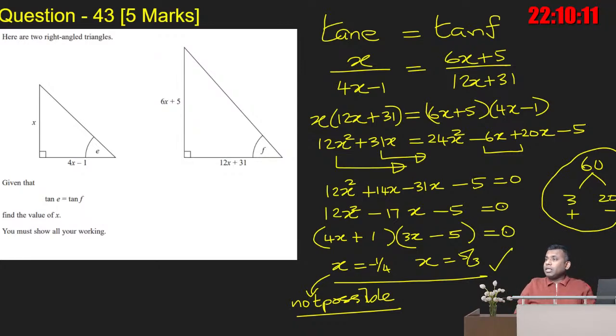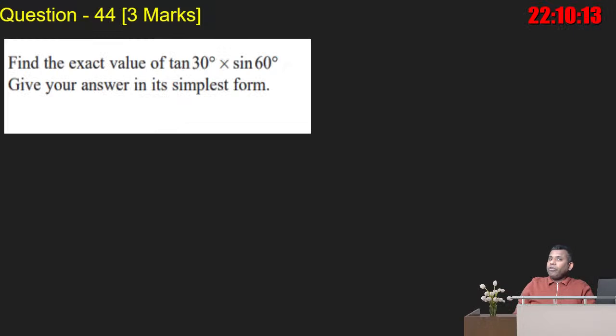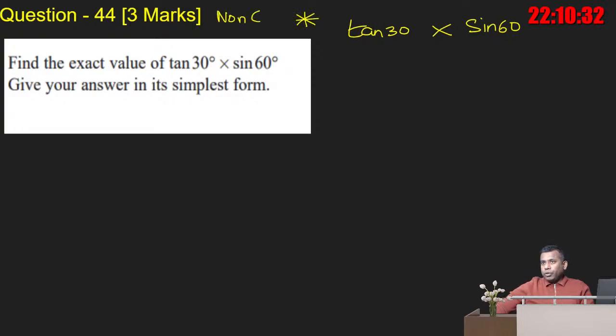You can double check the answer. Question number 44. It's a 3-marker. Find the exact value of tan 30 times sine 60. Now, more importantly, I'm putting a star mark here. This question is a non-calculator question. It is a non-calculator question.